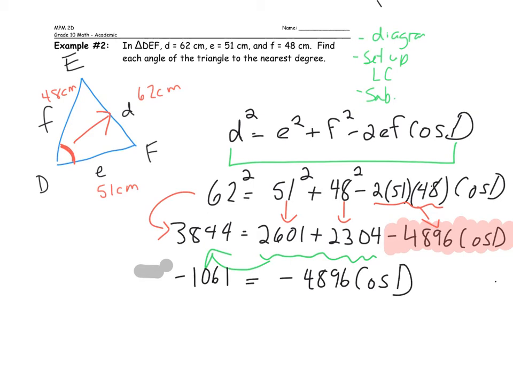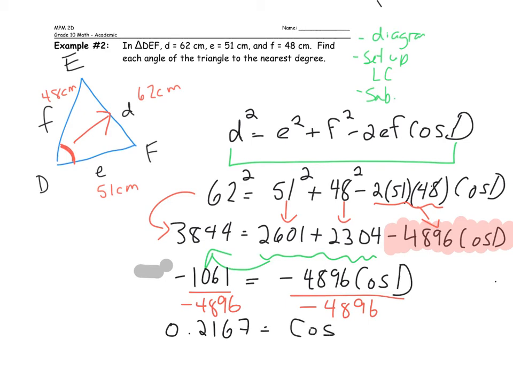All right, and so now what should I do next? Well, how am I going to undo this multiplication with cos D? I'm going to isolate by dividing out the negative 4896 on both sides. And so when I do that, I get approximately 0.2167, and that's equal to cos D. Right? But I haven't solved for D yet. I have only solved for cos D.